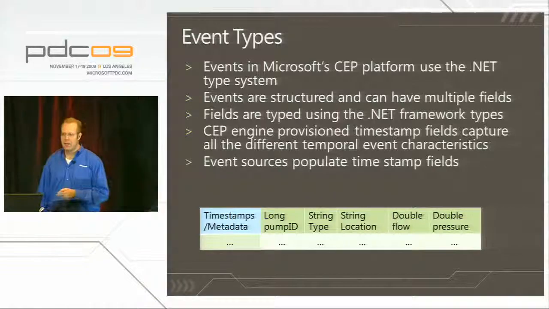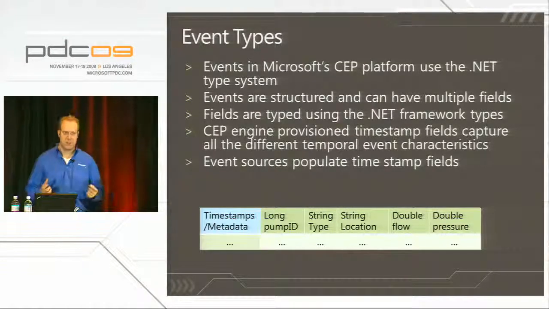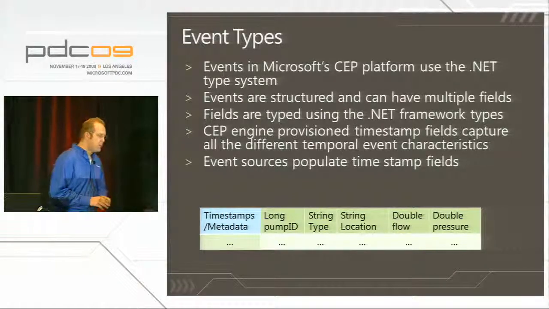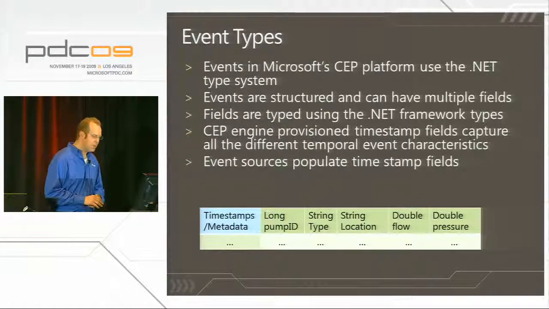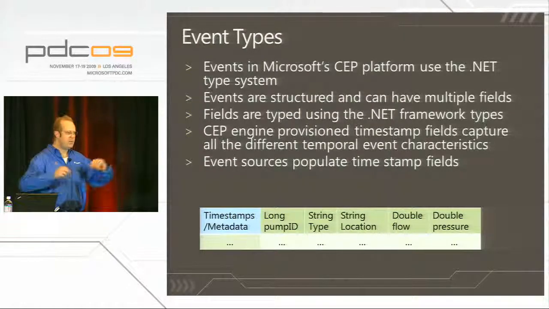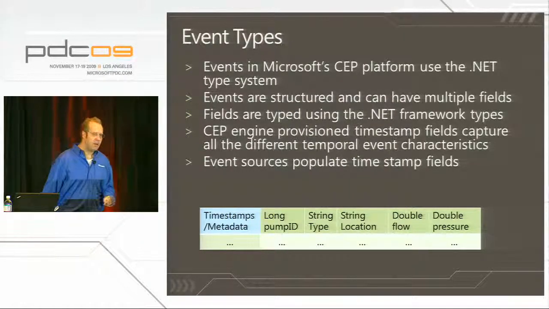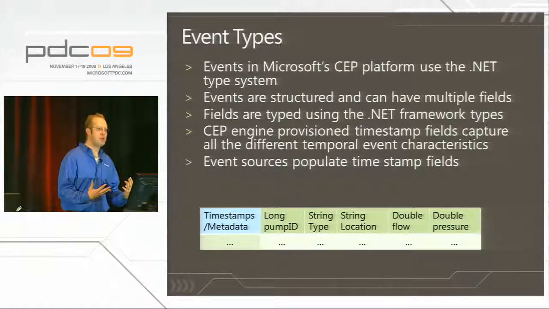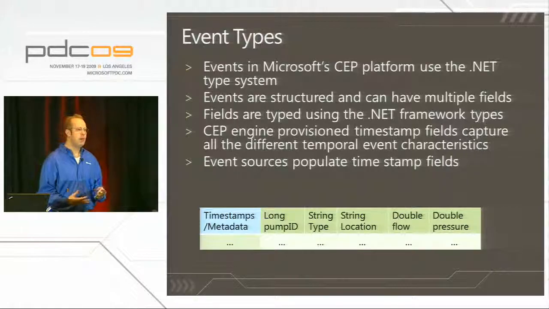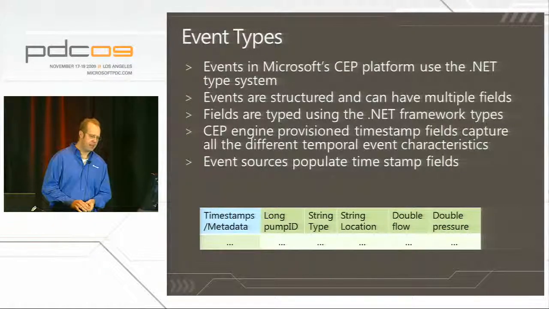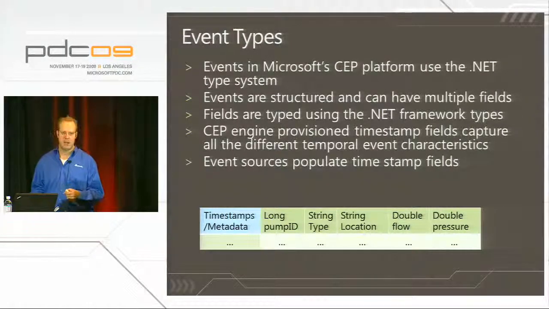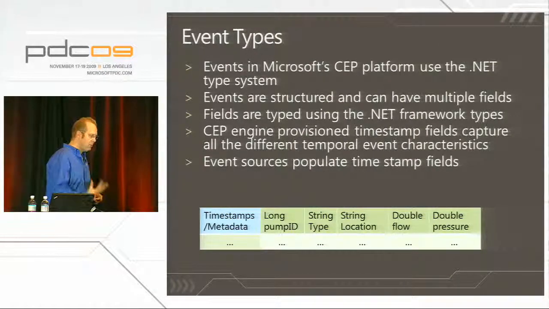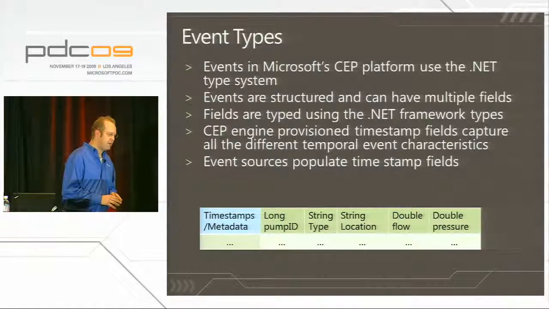How do we do that? Remember that we're using .NET as the fundamentals for doing all the processing and writing the applications. So we are using the .NET type system. We are basically taking all the atomic .NET types, and we are allowing you to build classes, structures in .NET that have those atomic types, and those can then become event types for StreamInsight. In addition to that, StreamInsight, depending on the choices that you make, provisions all the temporal metadata around the .NET type, the .NET structure that you have put in place.